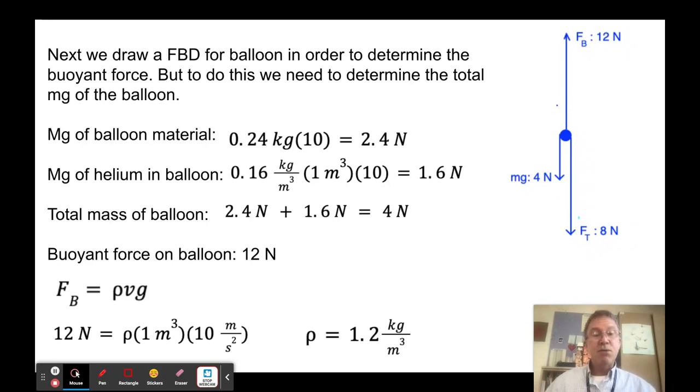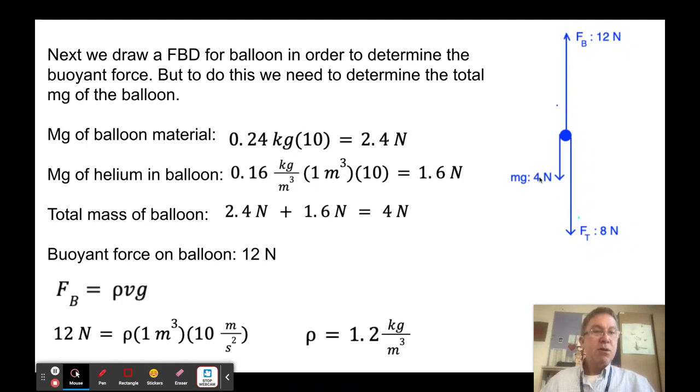So I'm just going to say, well, if density equals mass over volume, I know I have 0.16 kilograms per cubic meter of density. I have 1 cubic meter of it. That gives me 1.6 newtons worth of weight of helium in there. So the total weight, the total mg on the balloon, the rubber and the helium together, is 4 newtons.